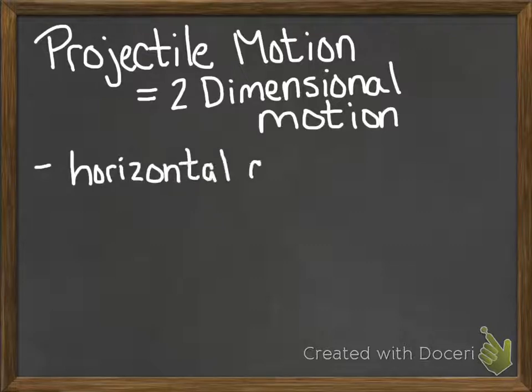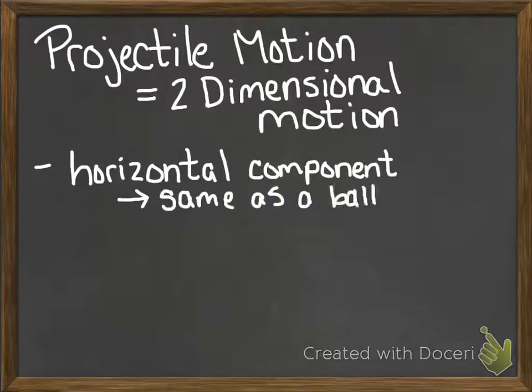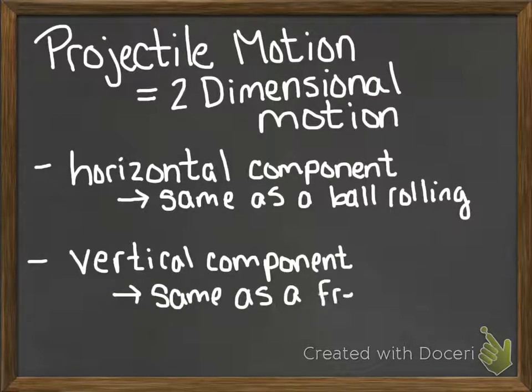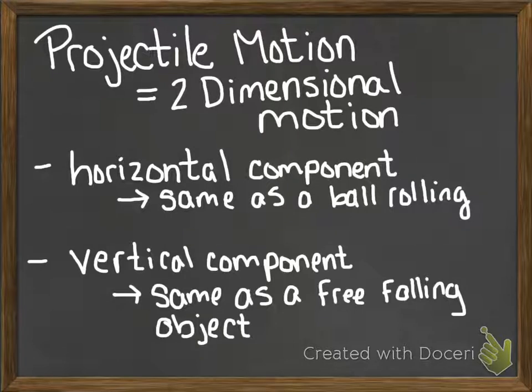So it's going to have a horizontal component, which we'll refer to as the x component, and that's the same as a ball rolling across a table. And then there's also going to be a vertical component. We refer to that as the y component, and that's the same as free-falling objects, like if you drop a ball off of a cliff.